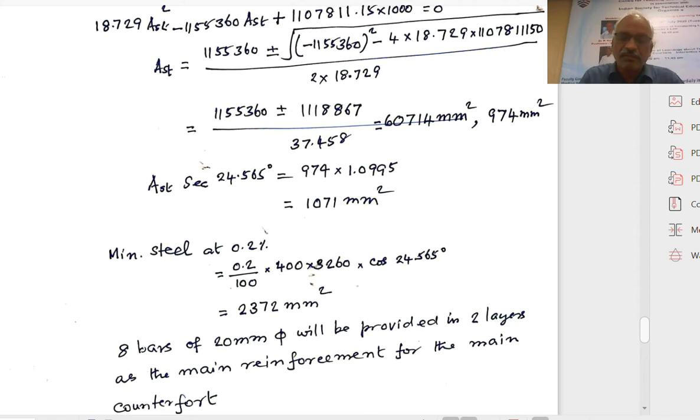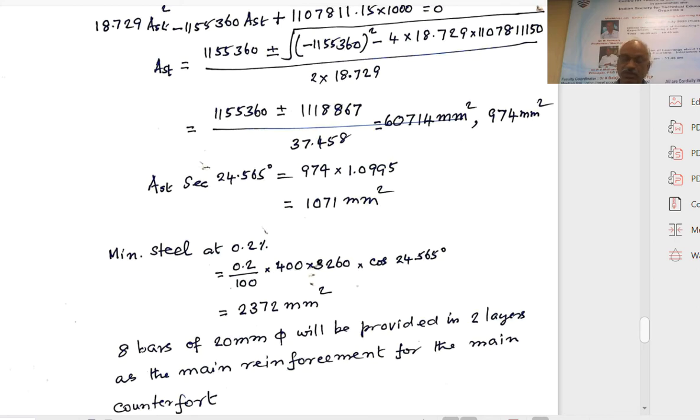But minimum steel is 0.2%. Minimum steel is 0.2%. So that is for the counterfort. So 0.2 by 100 into width is 400 and the depth at that section is 3260, and because it is at an angle of inclination, into cos beta. So that is equal to 2372 mm square. Therefore 1071 mm square will not be sufficient. You have to provide the minimum steel.